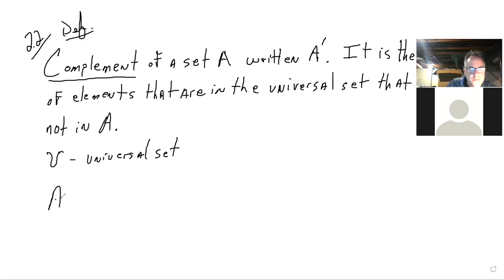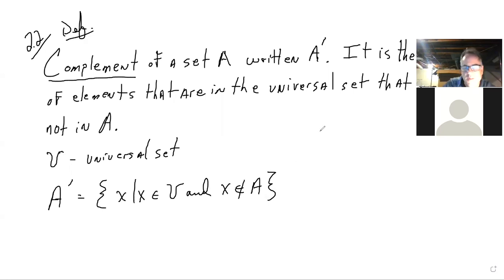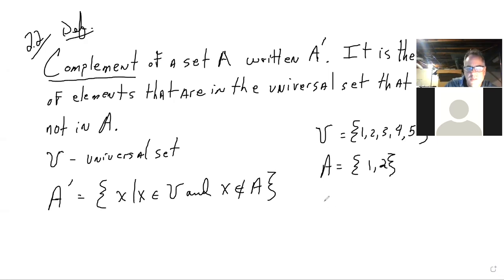So using set notation to define complement of A prime, it's going to be all elements X such that X is an element of the universal set, and as we said before, that element will not live in A. So simple example, if I have a universal set defined to be 1, 2, 3, 4, 5, and A is the set of elements 1, 2, then A complement is the set of elements 3, 4, 5.